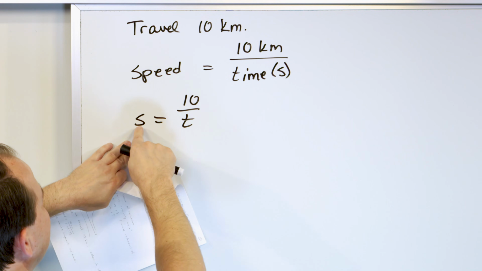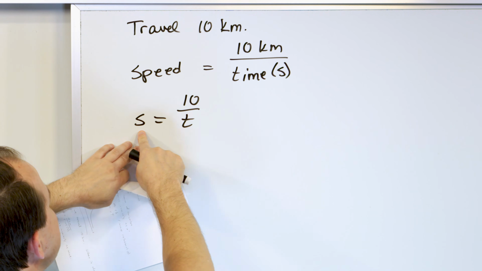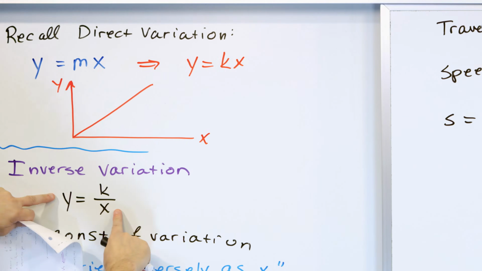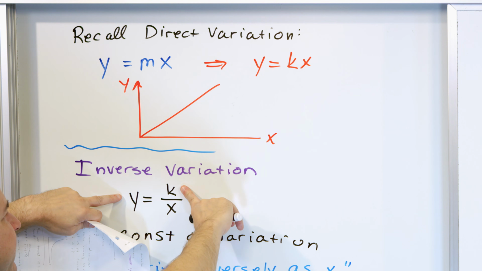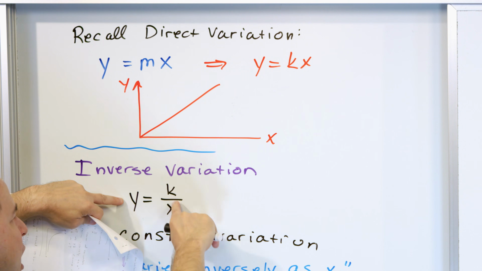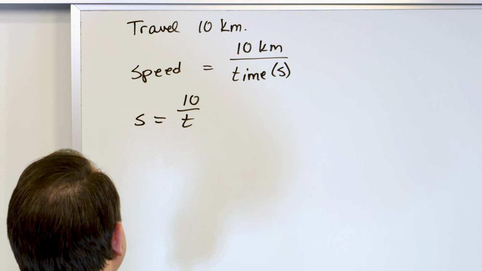This equation for the speed that you're traveling to the grocery store or whatever is inversely related to the time. It has exactly the same form as this. There's a number on the top, which is the constant of variation. There's a variable on one side of the equal sign, and there's a variable downstairs underneath the number.